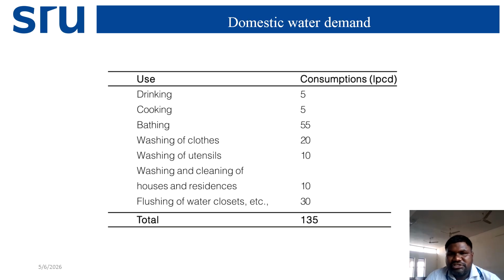Then coming to the domestic water demand, see the calculations of how much quantity of water is required per head for the domestic purpose. Drinking 5 liters, cooking 5, bathing 55, washing of clothes 20, washing of utensils 10, cleaning of houses and residences 10, flushing of water closets 30. It's altogether 135 liters required, on average for Indian people.